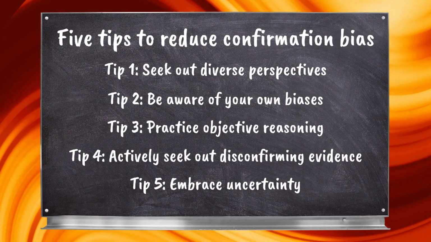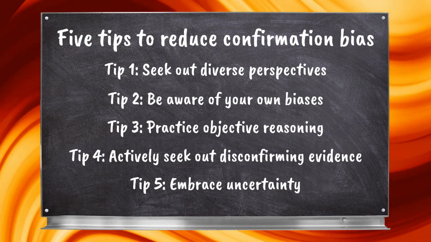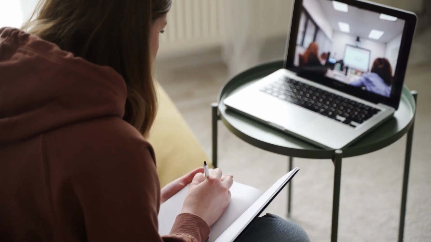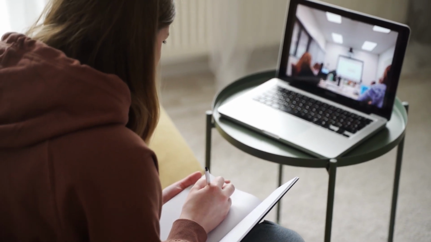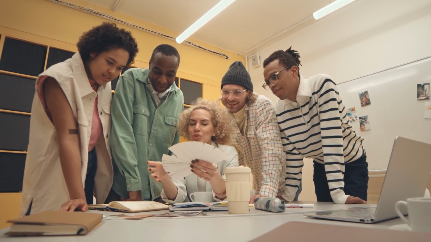Tip 5. Embrace uncertainty and be willing to change your mind. Finally, remember that it's okay to change your mind. Embrace uncertainty and be willing to adjust your beliefs when presented with new convincing evidence. This flexibility in thinking will help you overcome confirmation bias and make better decisions.